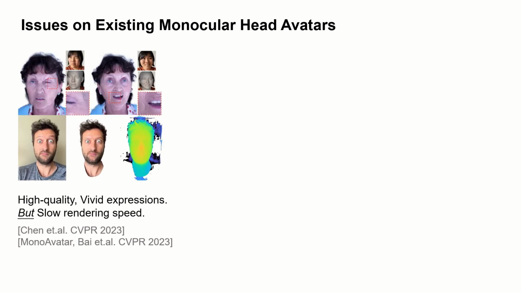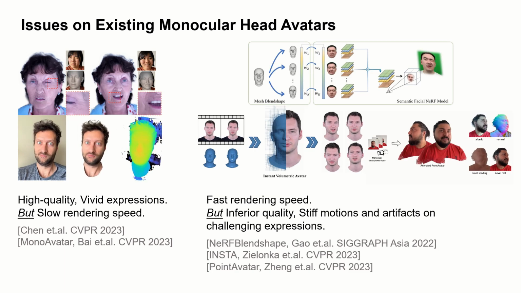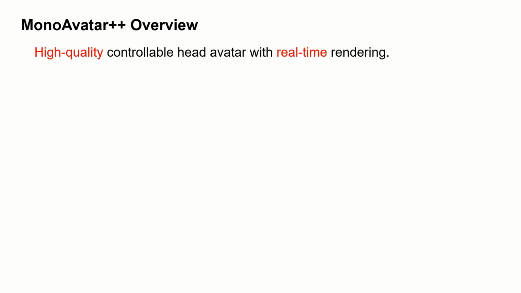Some works focus on designing high-quality avatars with vivid expressions, but suffer from slow rendering speed, such as taking several seconds to render one image. Some other works improve their efficiency, leading to faster rendering. But their avatars suffer from inferior rendering quality, leading to stiff motions and artifacts on challenging expressions. To address the issue, we aim to design a novel high-quality, controllable head avatar supporting real-time rendering.